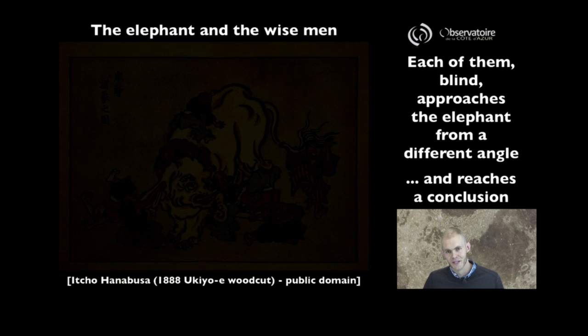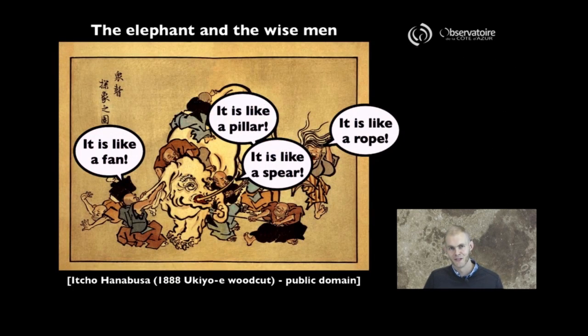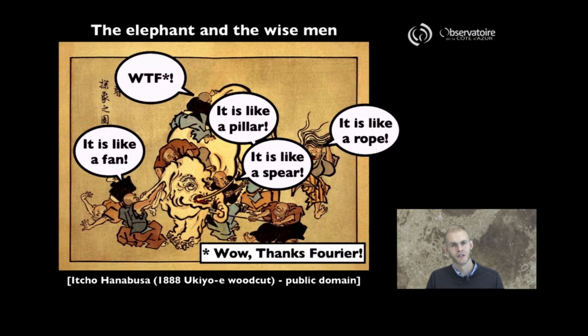Now, all of these guys are unlucky in a way. In addition to being blind, they just have very partial information about a very complex reality. And their prior assumptions really drive their conclusion in a very drastic manner.